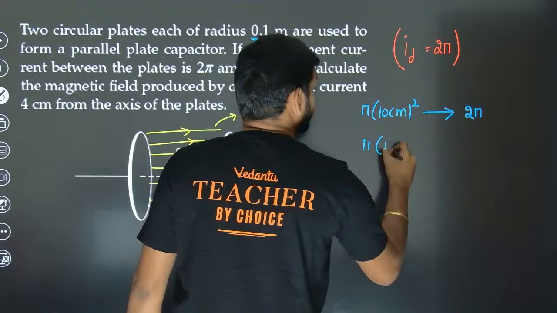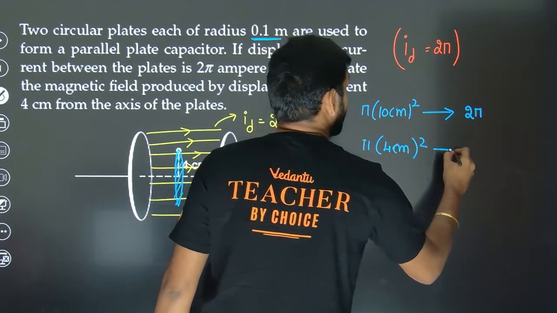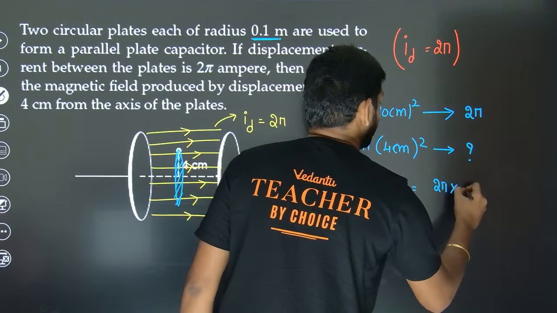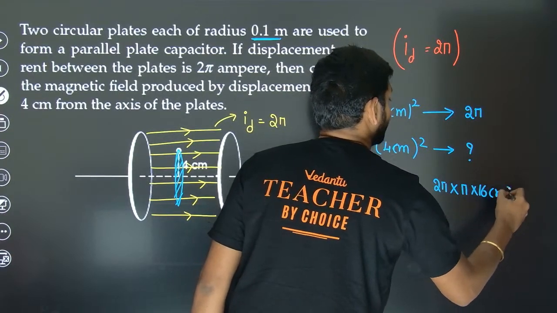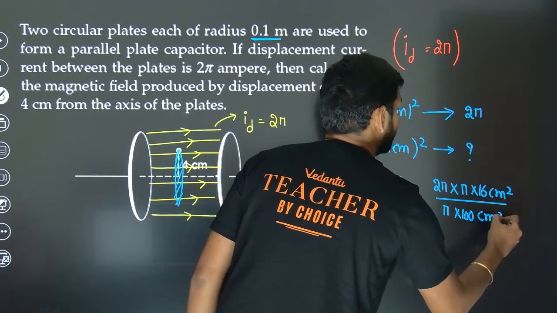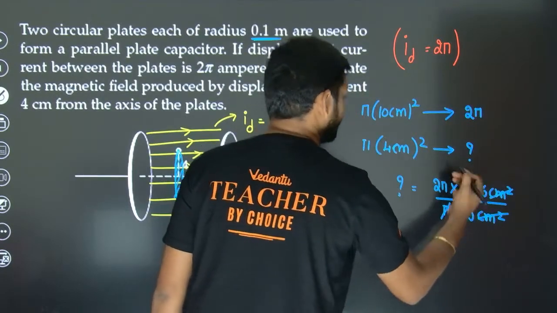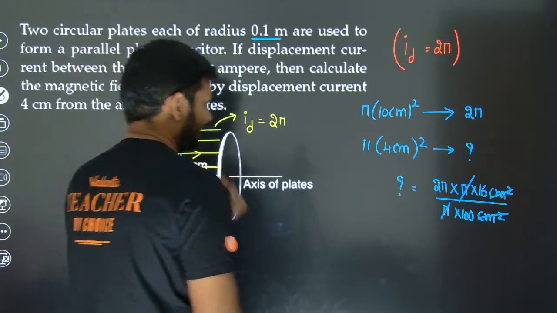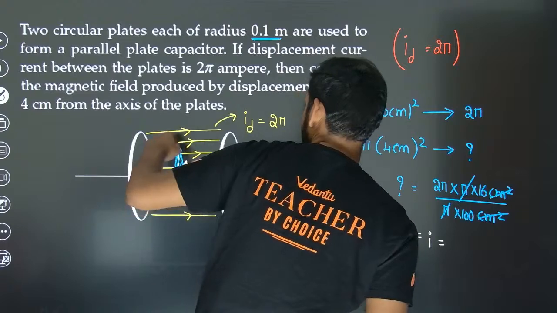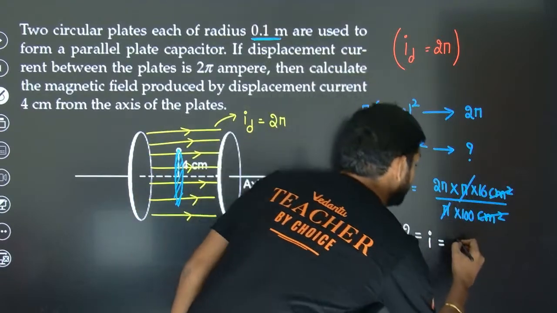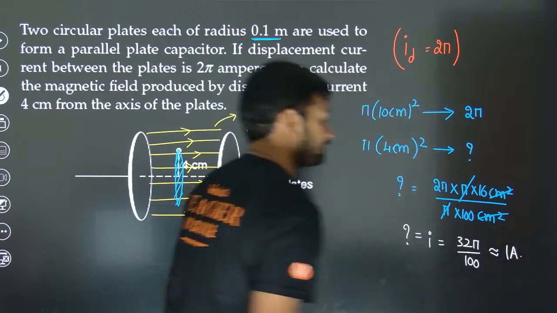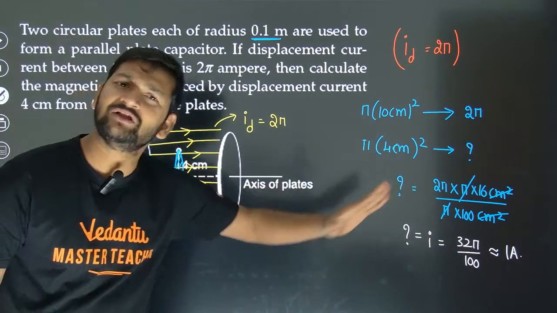Then pi into 4 centimeter square area will have how much current? The current that is going to be there is 2 pi into 16 centimeter square divided by pi into 100 centimeter square. Centimeter square will get cancelled out, pi and pi will get cancelled out. So what are you going to get? The amount of displacement current that is going to be crossing through this blue section will be 32 pi divided by 100. Roughly it is equal to 1 ampere, because pi is 3.14, right? Roughly it is 1 ampere.